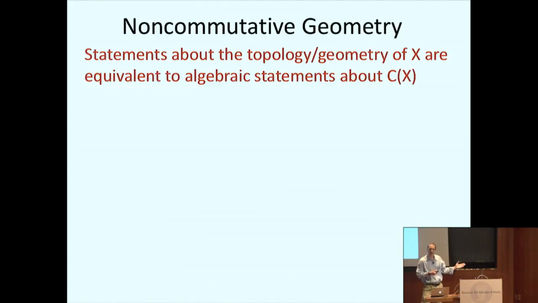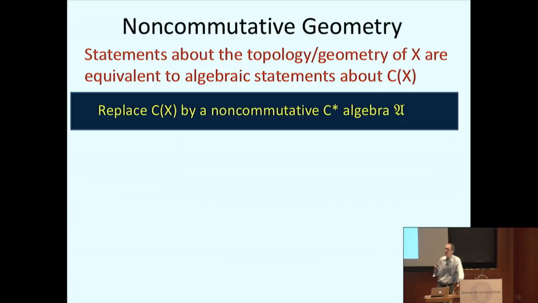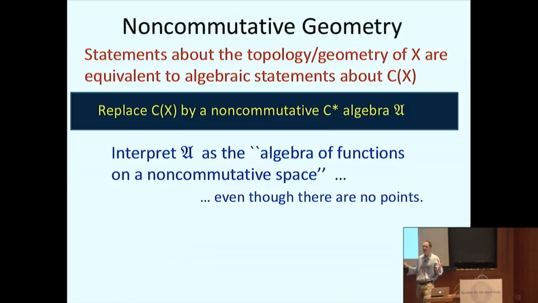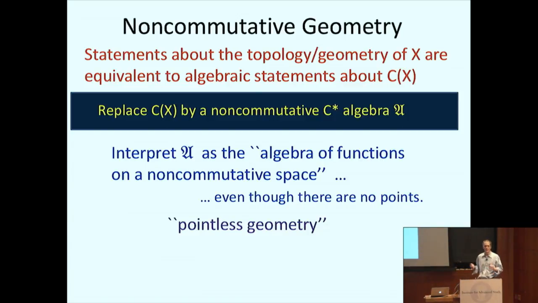So in this way, we can translate statements about topology and geometry of X into algebraic statements about C of X. And so the idea of non-commutative geometry is we replace C of X by a non-commutative C-star algebra, A. And we interpret A as, notionally, the algebra of functions on this non-commutative space, even if the algebra A has no interesting one-dimensional representations. That is, even if there are no points. And that leads to the old joke that non-commutative geometry is pointless geometry.